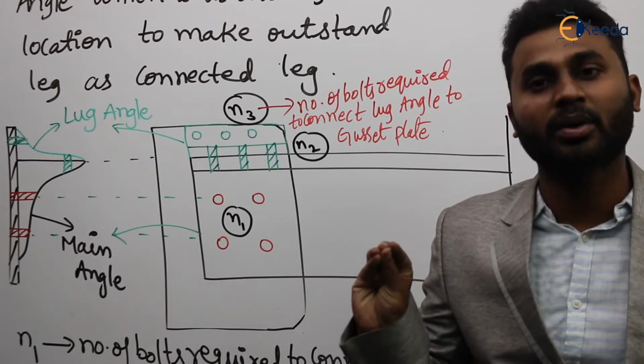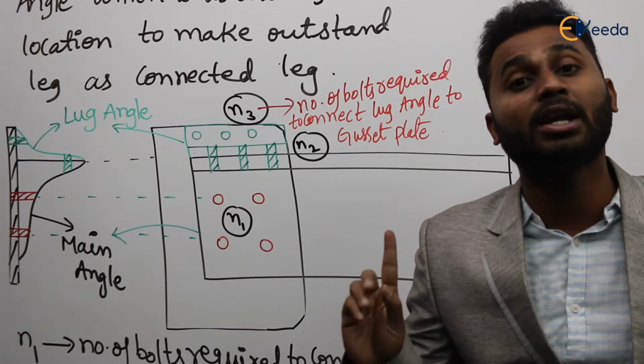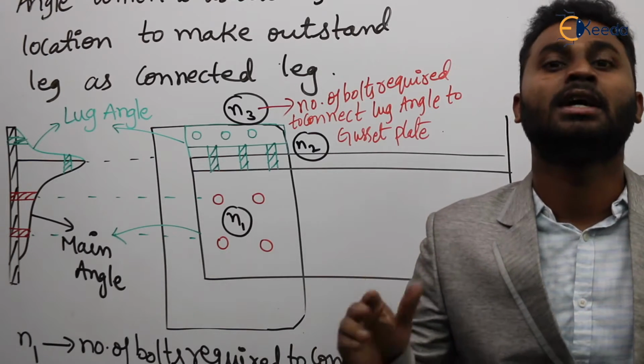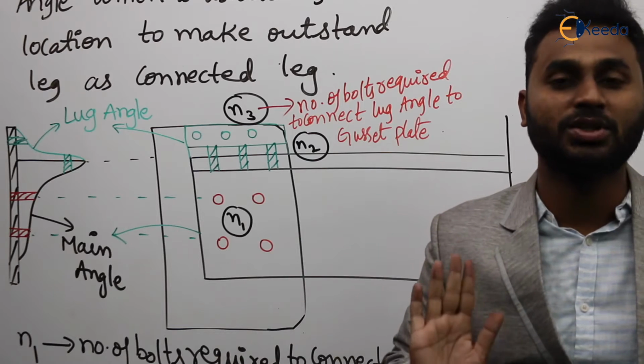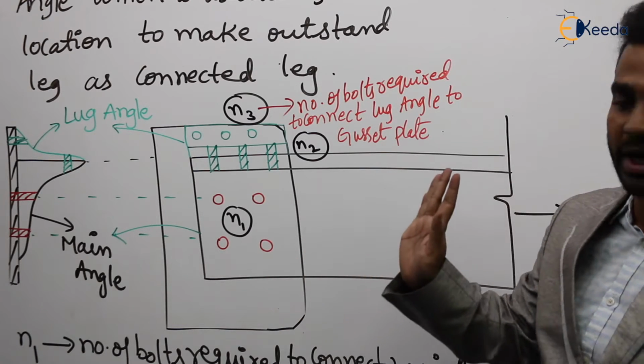The important provision you should remember here is that the bolts connecting the lug angle to the main angle should start in advance in comparison to the other joints. It should start in advance in comparison to the other connections. Clear or not? So how many connections are here?